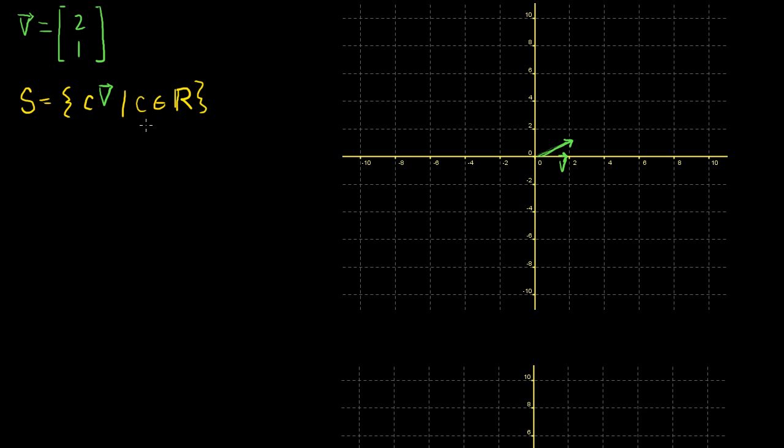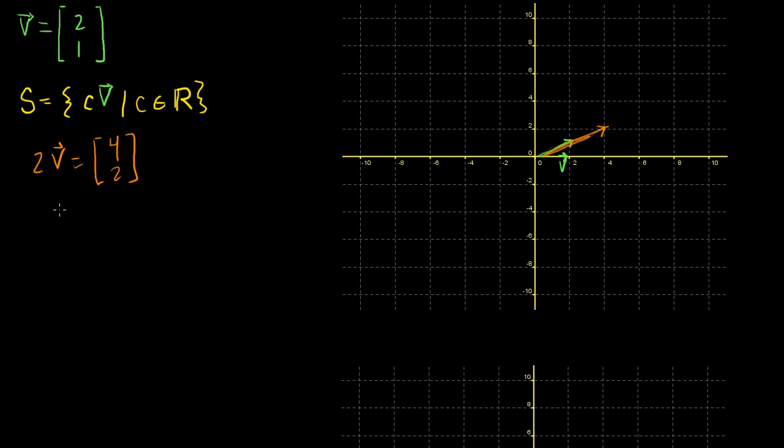Well, if we draw them all in standard position, c could be any real number. So c could be 2. If I do 2 times our vector, I'm going to get the vector 4, 2. Let me draw that in standard position. 4, 2. It's right there. It's this vector right there. It's collinear with this first vector. It's along the same line, but it just goes out further.